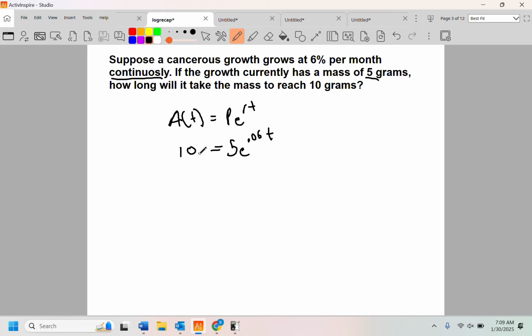And again, I'm going to do most of these notes by hand. Divide out the 5. That'll give me a 2 equal to e to the 0.06t. And lots of ways you can do this one. You can do log as bay. You can ln both sides. Doesn't really matter. I'm a big fan of the ln technique. The natural log of 2 is equal to the natural log of e to the 0.06t. Exponents go out front.